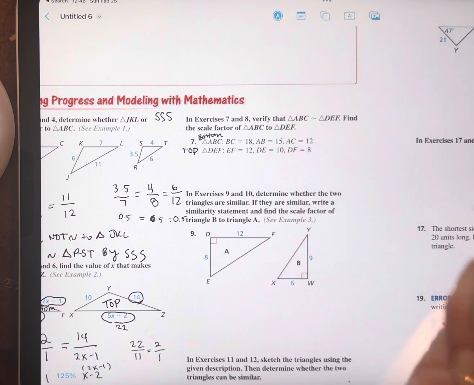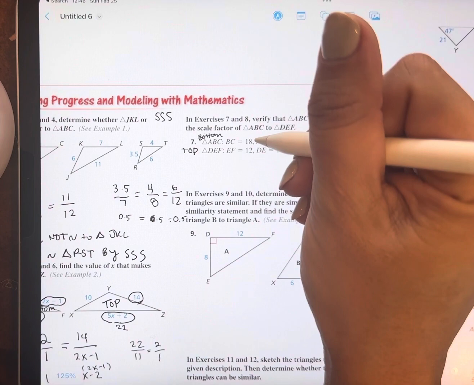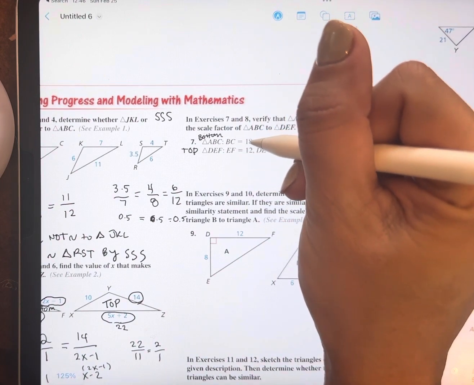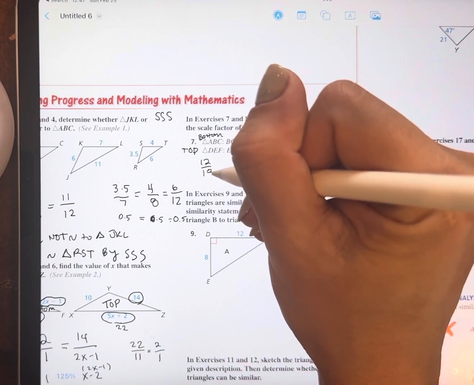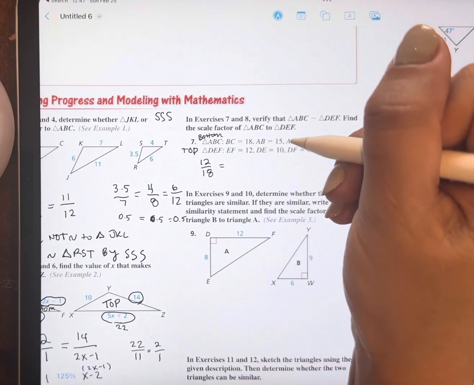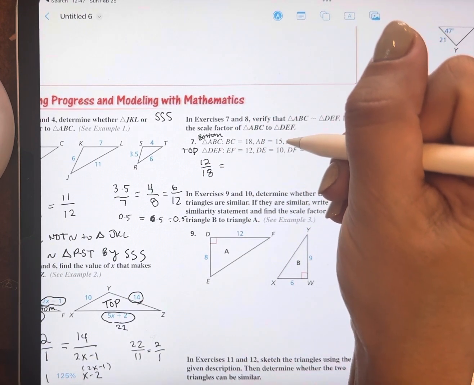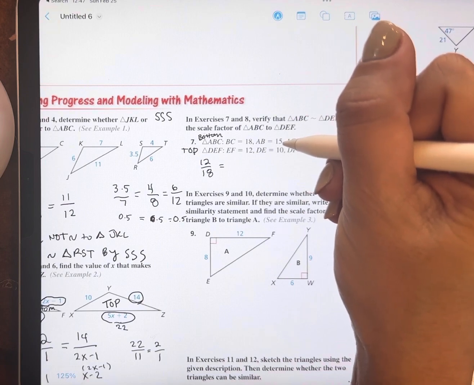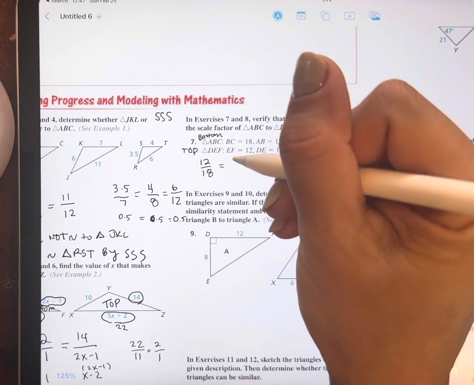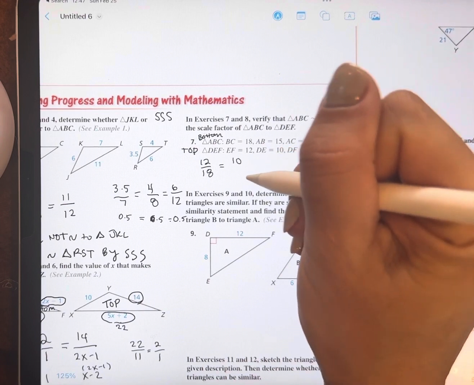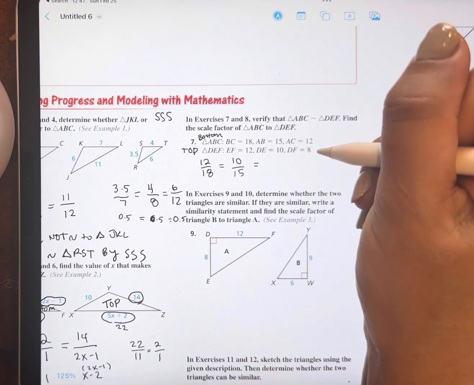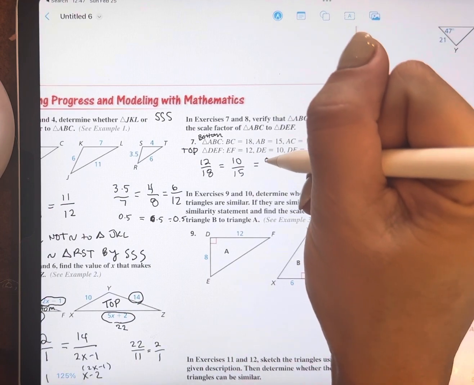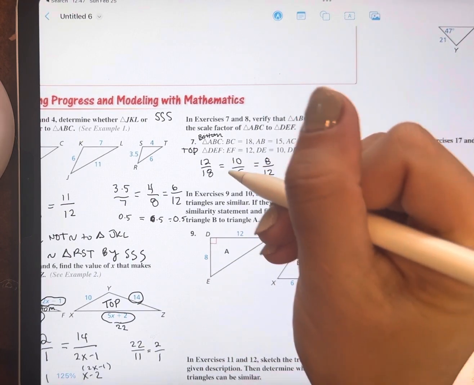So in order to verify, I got to put every set of ratios over each other. So BC is 18, EF is 12. So I'll take 12 over 18. Check to see if that is equal to DE and AB, which is 10 over 15. And then also check it with DF and AC, which is 8 over 12. And then I'm going to reduce every single one of these.